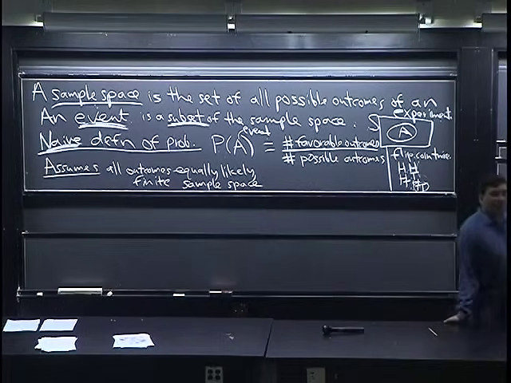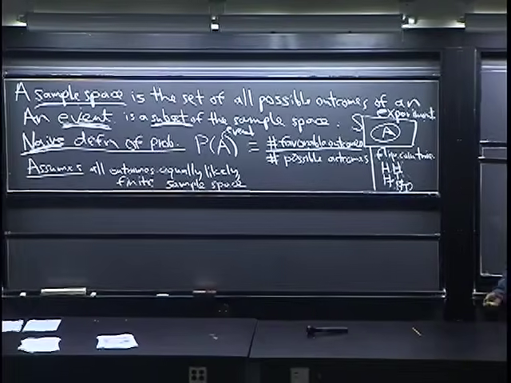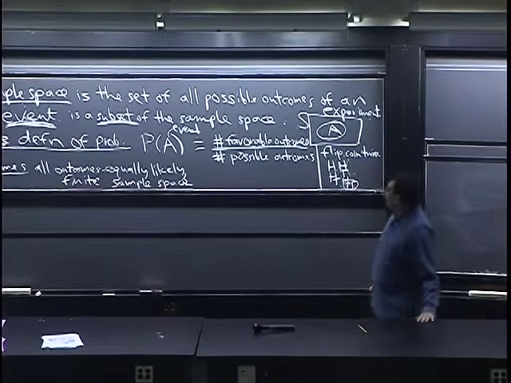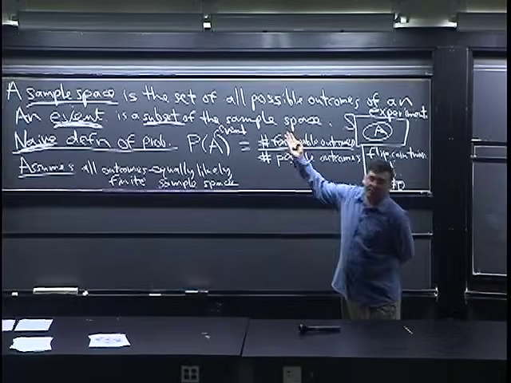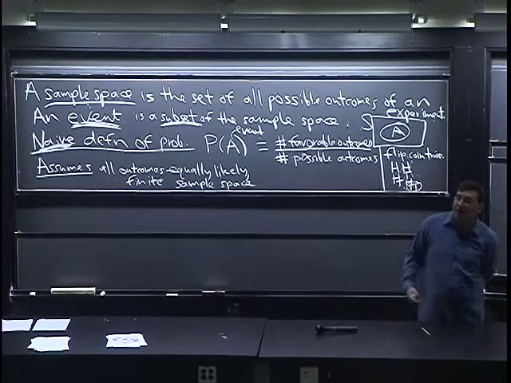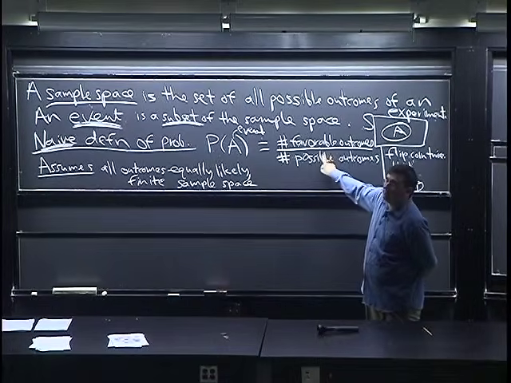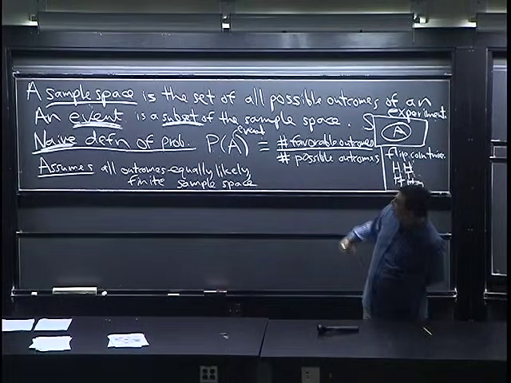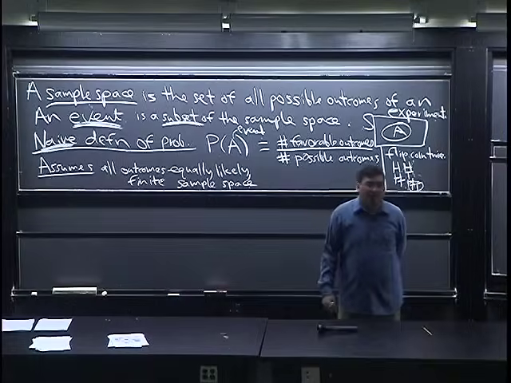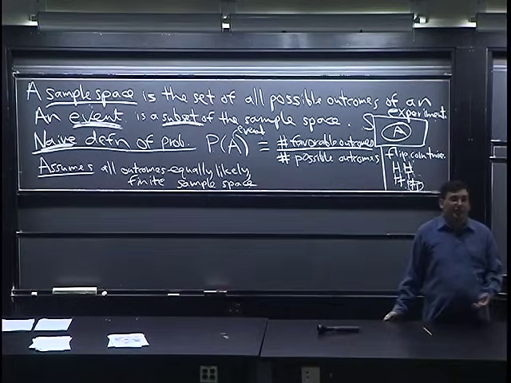So if the outcome of your experiment could be any real number or any integer, then the denominator would be infinity, and then this is meaningless. So in order to apply this, we have to have a finite denominator, and the assumption is that everything's equally likely. Well, that's a very, very strong assumption.